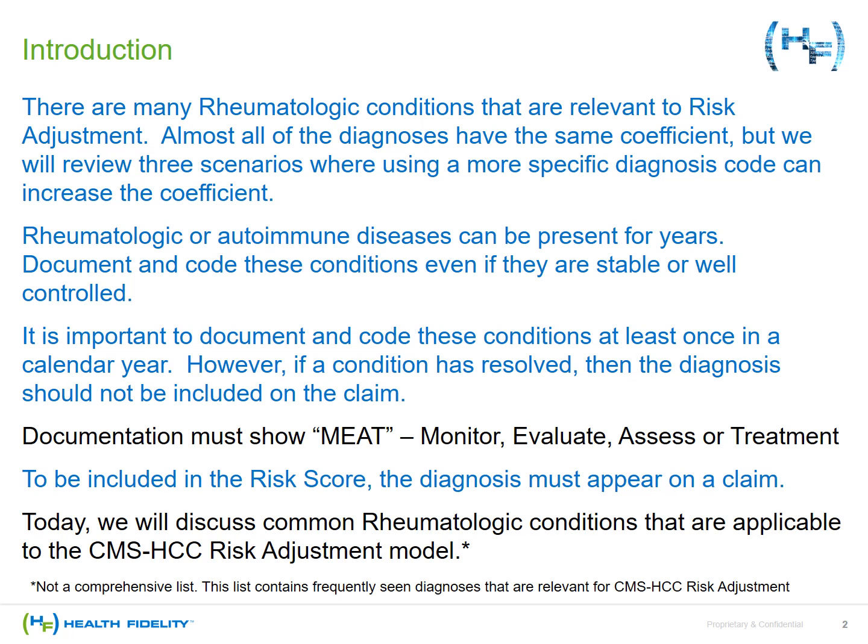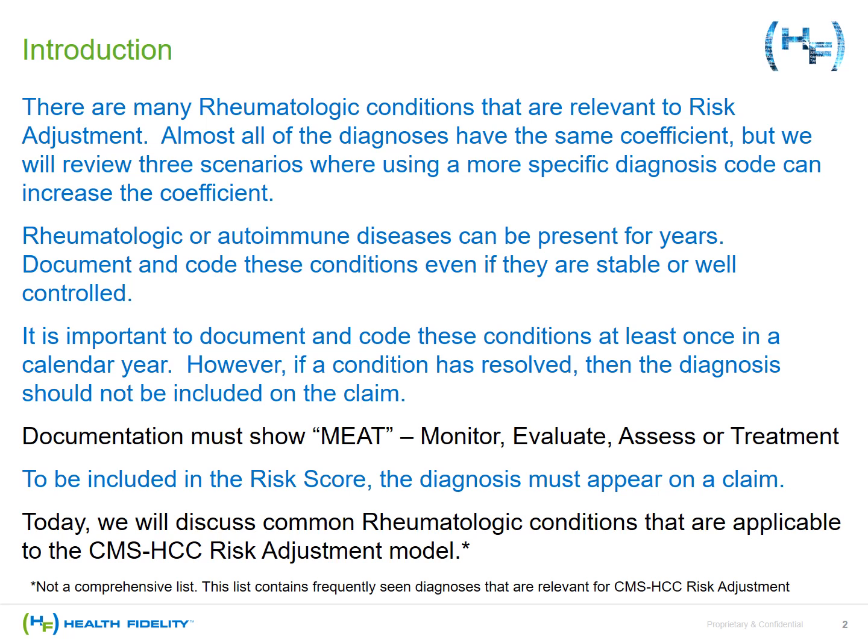Rheumatologic or autoimmune diseases can be present for years, but you should document and code these conditions even if they are stable or well controlled. It is important to document and code these conditions at least once in a calendar year. However, if a condition has resolved, then the diagnosis should not be included on the claim.